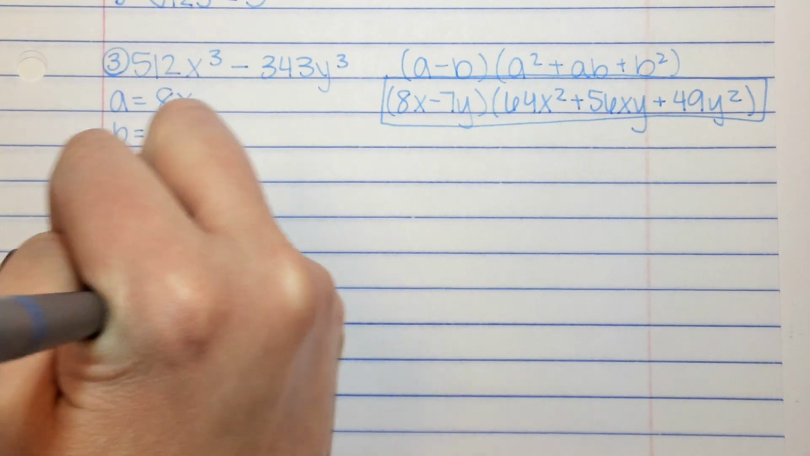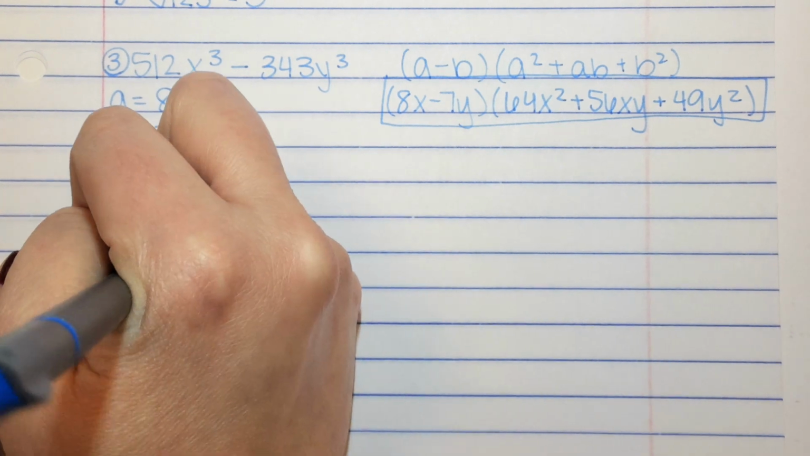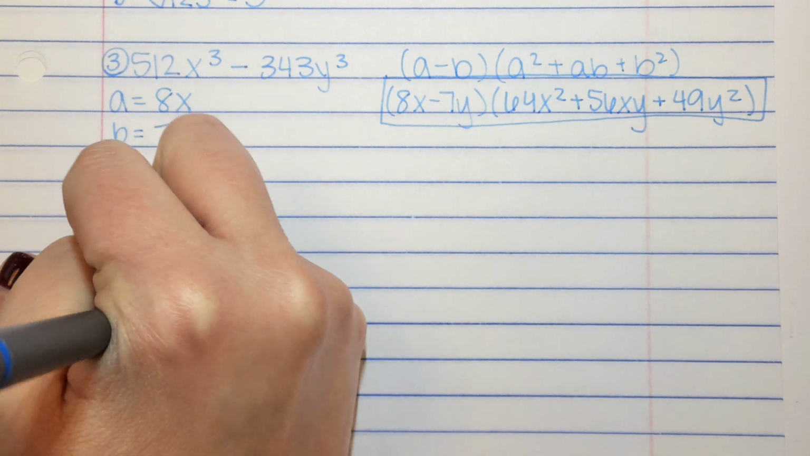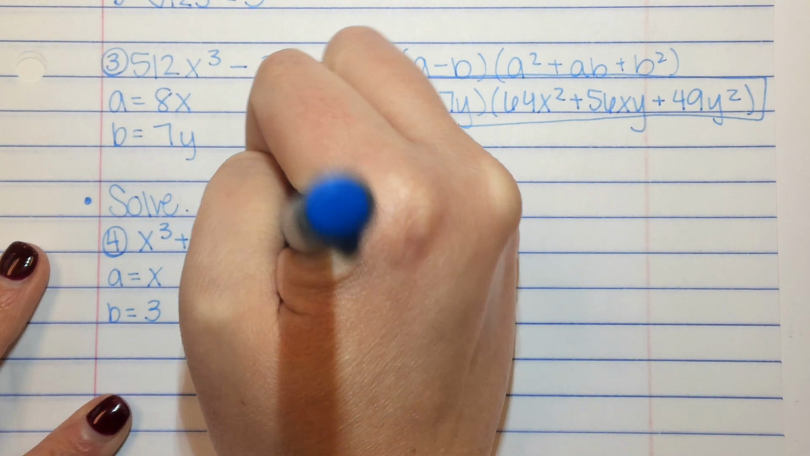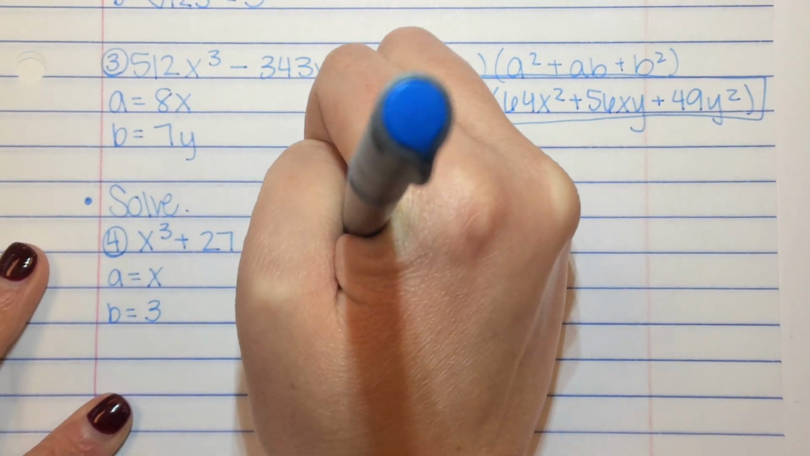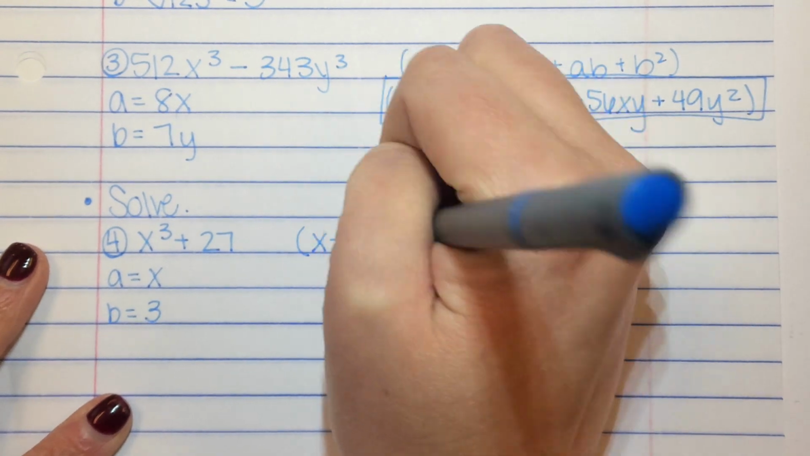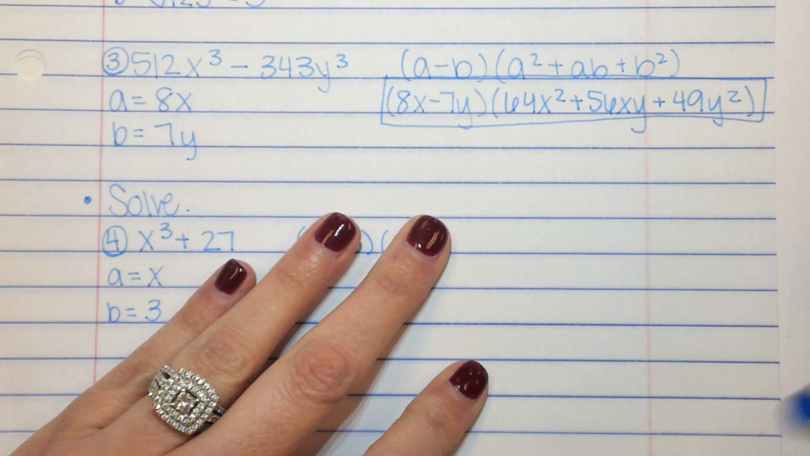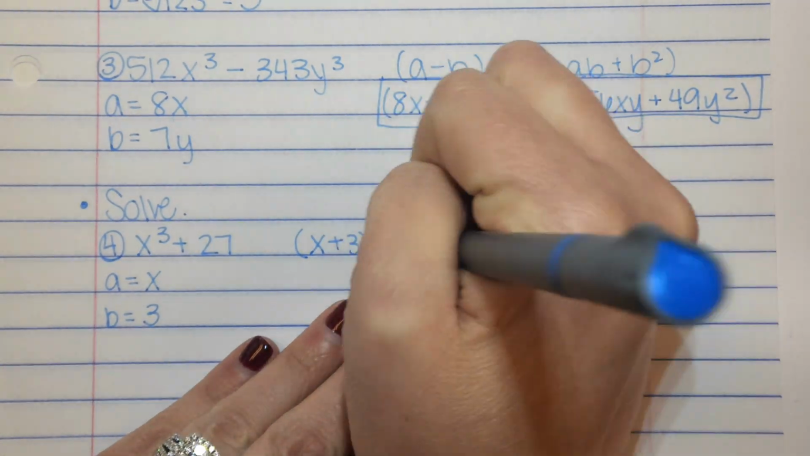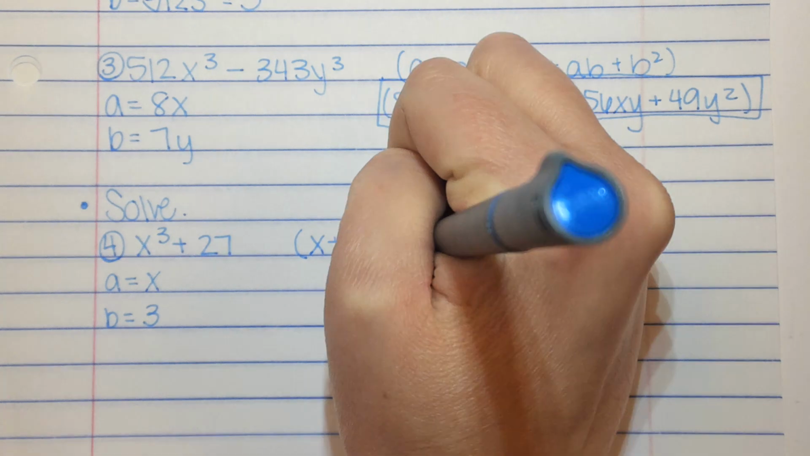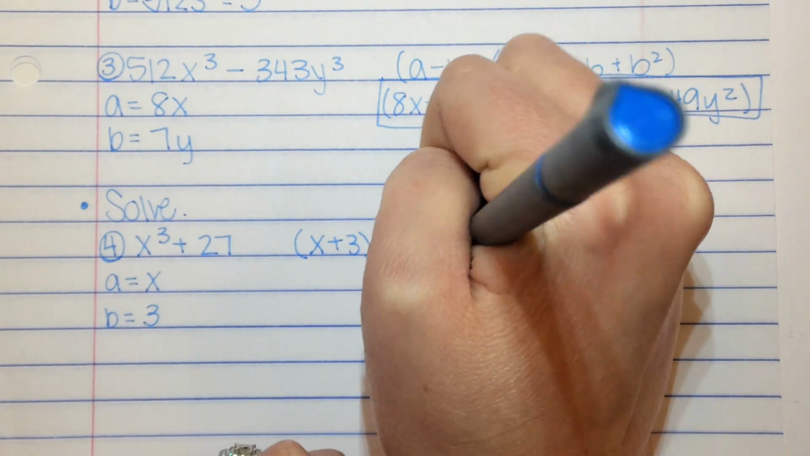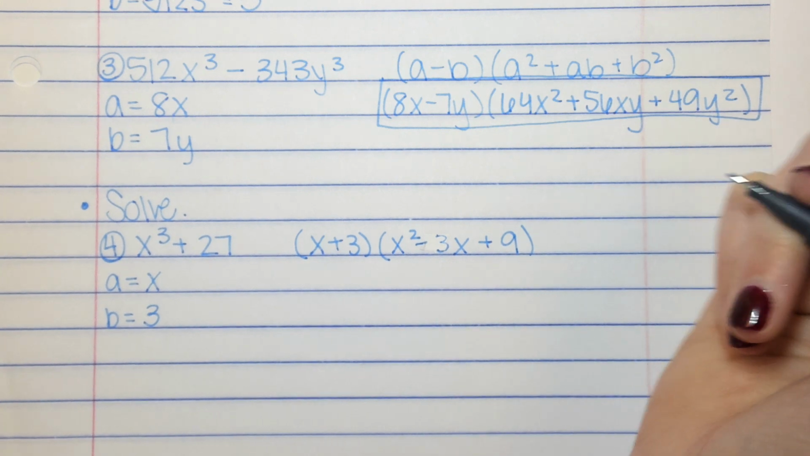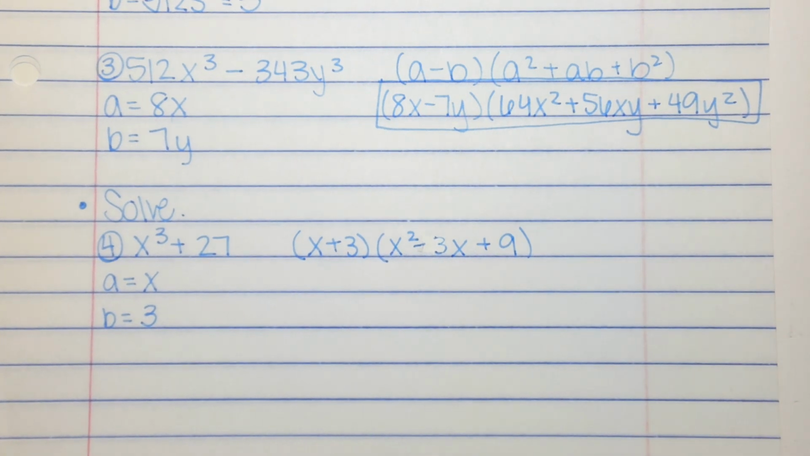So we're going to identify A and B. My A is x, my B, the cube root of 27, is 3. All right, I'm going to plug that in. So x plus 3, and then x squared minus 3x plus 9, because 3 squared is 9. Sorry, I got carried away there. All right, now I'm going to have to solve these.